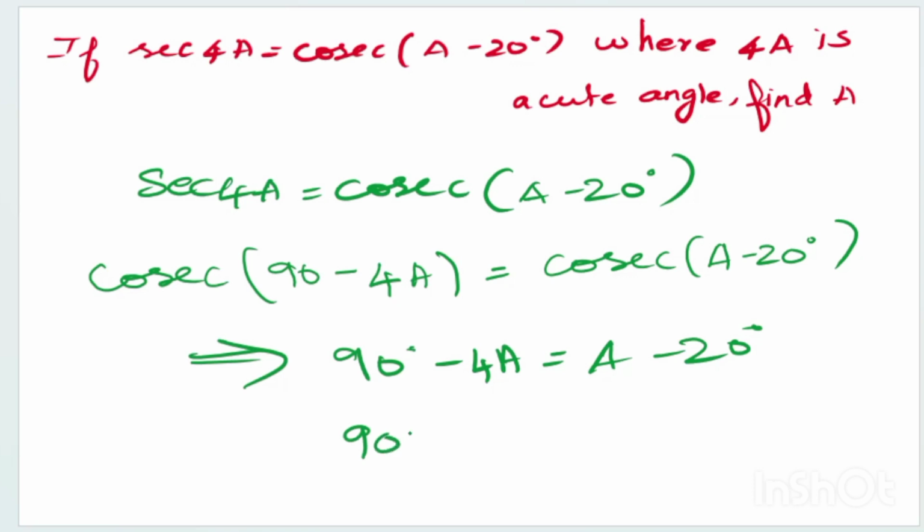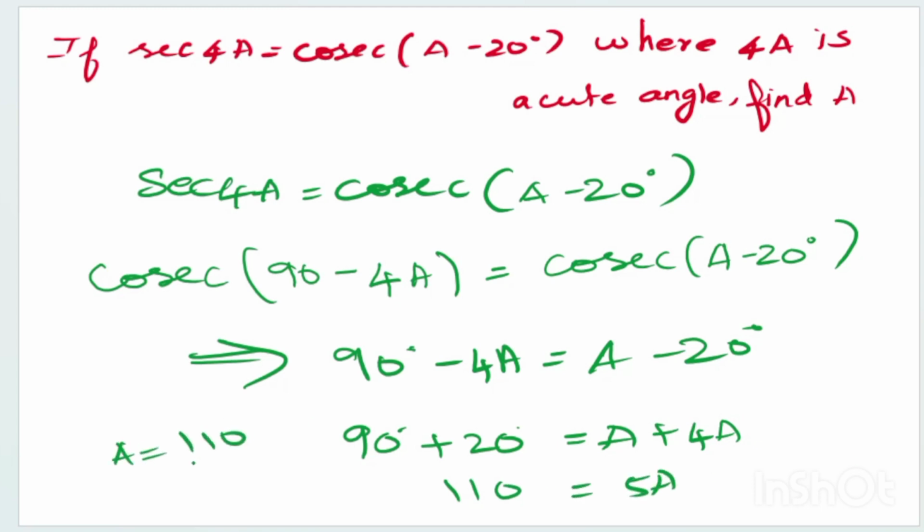So bringing that 20 here, we'll get 90 degree plus 20 degree is equal to, and bringing this 4A there, we'll get A plus 4A, which implies 110 is equal to 5A, and A will be equal to 110 by 5, which is equal to 22 degrees. Okay, the value of A is 22 degrees.